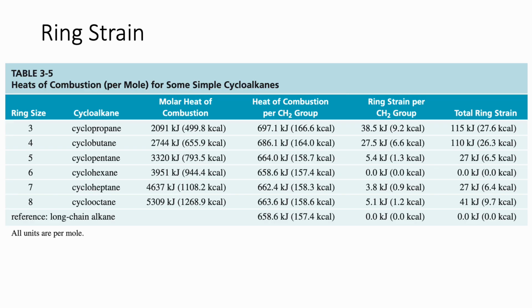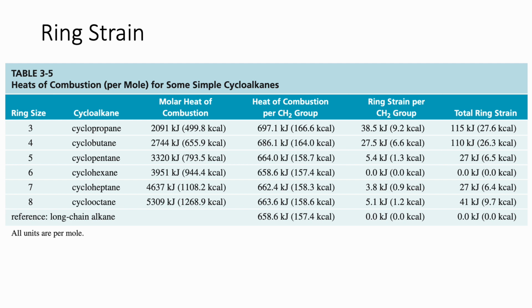So this chart shows us the ring strain as a function of ring size. We're not going to look too much at this chart at this point, except I want to draw your attention to 2 parts of the table. First, look at the ring size, 3, 4, 5, 6, 7, 8. And entry 6, if you follow that all the way to the right, you see that there is 0 kilojoules of ring strain for cyclohexane for a ring size of 6.